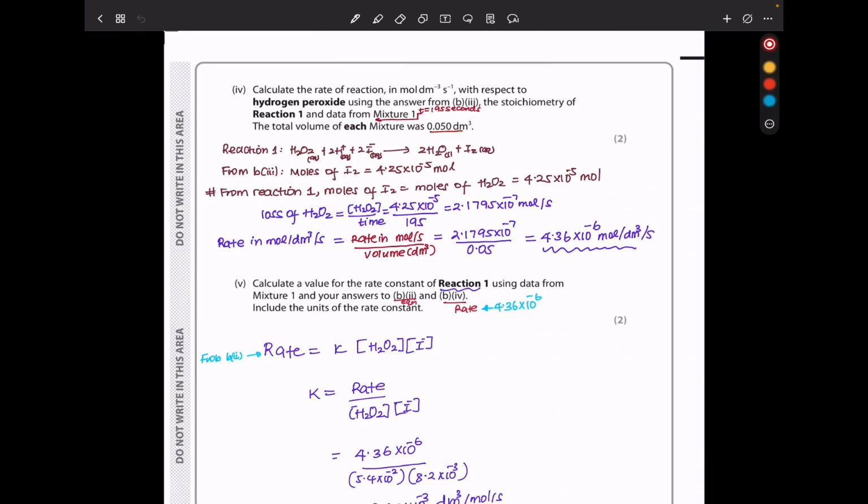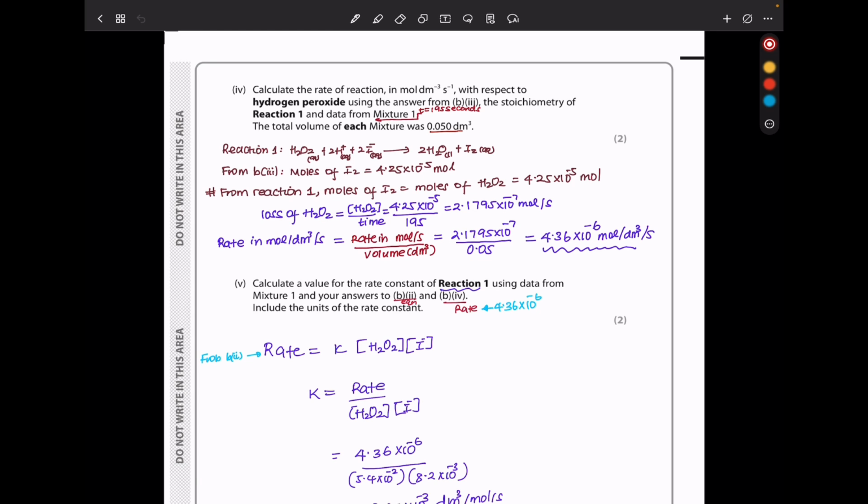And next they say calculate the rate of reaction in mol dm^-3 s^-1 with respect to hydrogen peroxide using the answer from B3, the stoichiometry of reaction 1, and the data from mixture 1. For mixture 1, we get the time, which is 195 seconds. From B3, the moles of iodine are 4.25 × 10^-5 moles. And also from reaction 1, the moles of iodine are equal to the moles of hydrogen peroxide, which is going to be that.